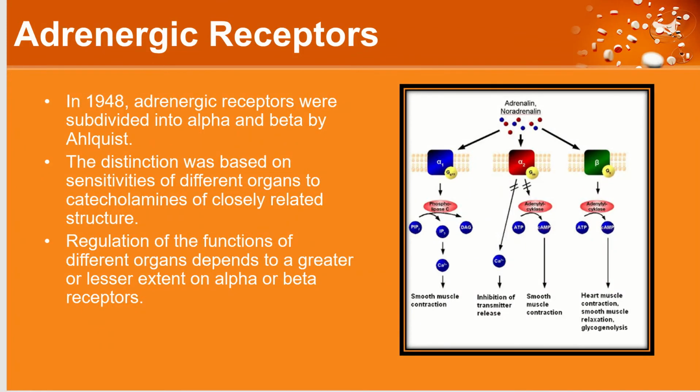All right, so now we're going to go a little bit more into the biochemistry of these adrenergic receptors. In 1948, the adrenergic receptors were subdivided into alpha and beta by Ahlquist. The distinction was based on sensitivities of different organs to catecholamines of closely related structure. The regulation of the functions of the different organs depends, to a greater or lesser extent, on alpha or beta receptors. So we have our adrenaline and our noradrenaline, we have our two alpha receptors, we have a few beta receptors, and at the end of the day you have smooth muscle contraction and smooth muscle relaxation, etc.